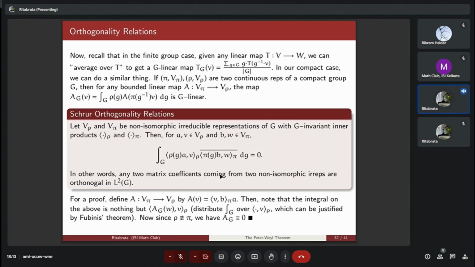For a proof, we'll again use Schur's lemma in a clever way. We define a linear map A from V_rho to V_pi by A of v to be the inner product of v with a, times b. This inner product is with respect to pi, the G-invariant inner product on V_pi.